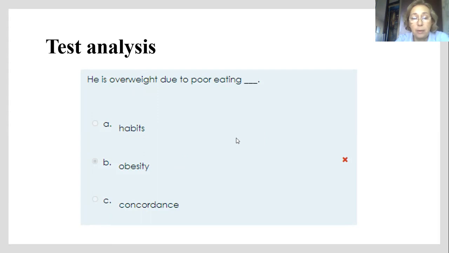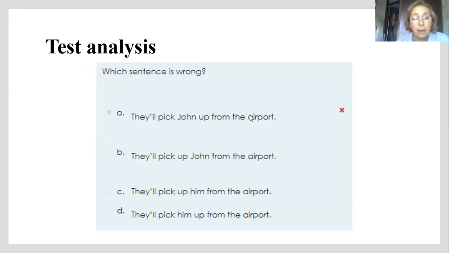Habits, of course. So this is a cause and effect sentence. So the poor eating habits can lead to overweight. Well, and this is the task which focuses on the phrasal verb pick up.